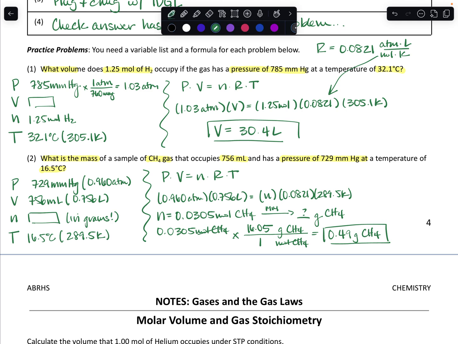And that's it for the gas laws. The last screencast in this series is going to focus on molar volume and then how to use molar volume with stoichiometry. So come back for that one, and then we'll be all done with notes for this unit.